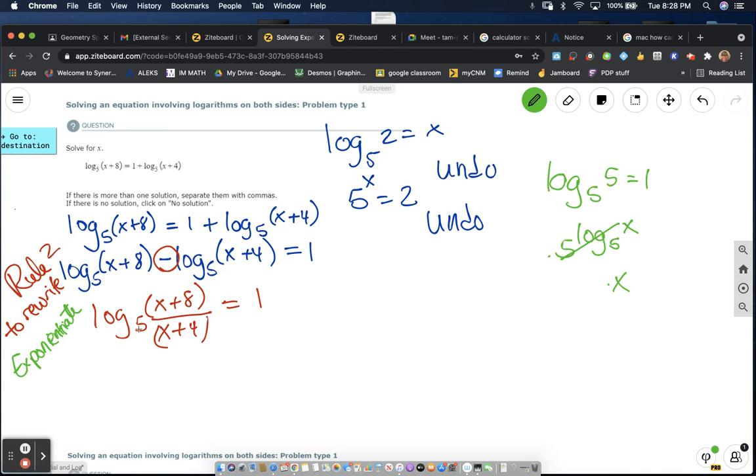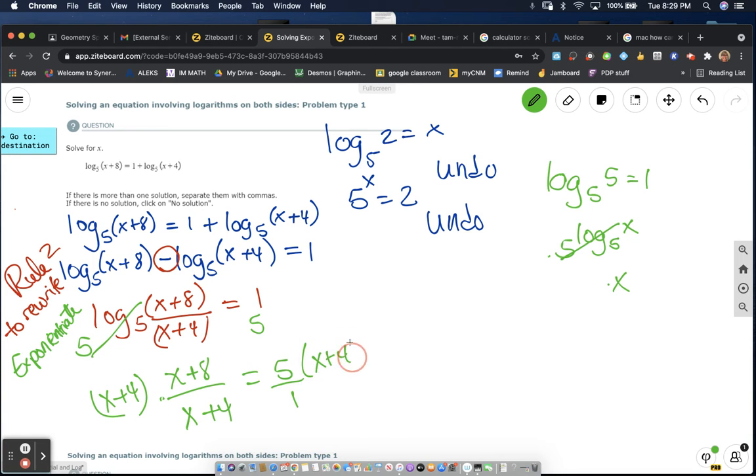So, if we exponentiate it, all we did was change this to 5 to the log 5 of (x plus 8 over x plus 4) equals 5 to the 1. Well, 5 to the first power is 5. These cancel out, and you get x plus 8 over x plus 4. Then you have a proportion, or you just multiply by x plus 4 to get rid of the denominator.